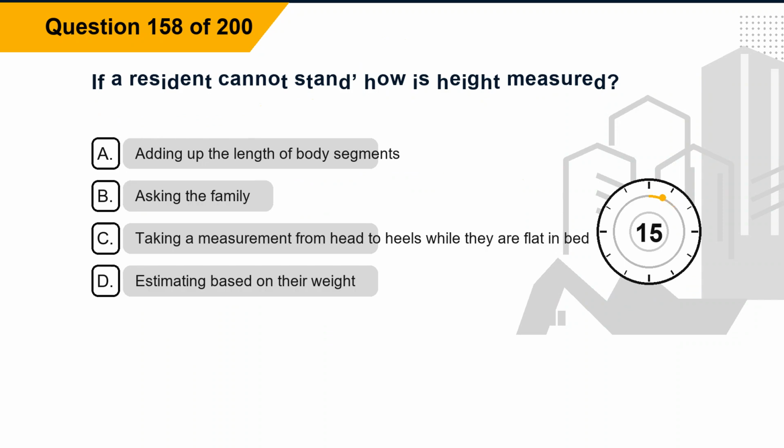Question 158. If a resident cannot stand, how is height measured? Option A, adding up the length of body segments. Option B, asking the family. Option C, taking a measurement from head to heels while they are flat in bed.